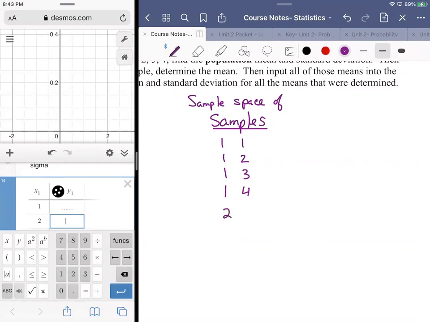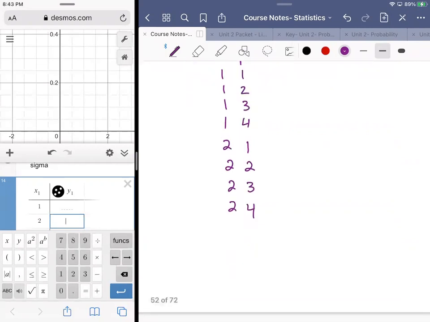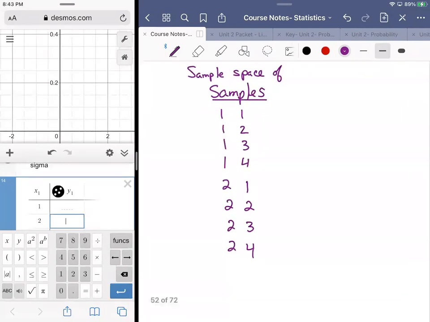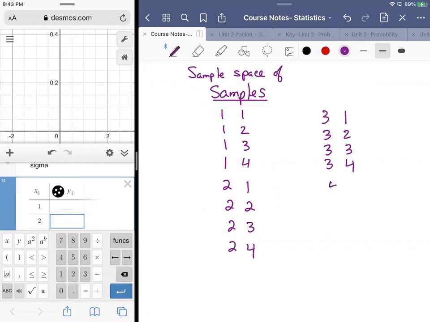I could get the number 2 followed by the number 1, 2 followed by 2, 2 followed by 3, 2 followed by 4. We'll move over to another column here. I can get 3 followed by 1, 3 followed by 2, 3 followed by 3, 3 followed by 4, and 4 followed by 1, 4 followed by 2, 4 followed by 3, and 4 followed by 4.